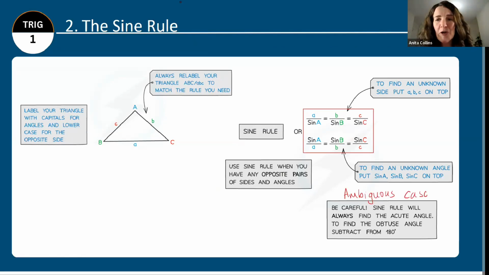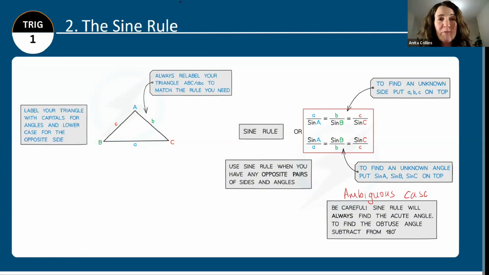There is something you need to be careful of, and we call it the ambiguous case. When we're using the sine rule, it will always calculate the acute angle, the small angle in the triangle. Now, based on the information we're given in a question, it may be possible to draw the triangle in two different ways. One way would give an acute angle and the other way would give an obtuse angle. The sine rule will always find the acute angle. So if the question says find the obtuse angle, you take your answer and you subtract it from 180.